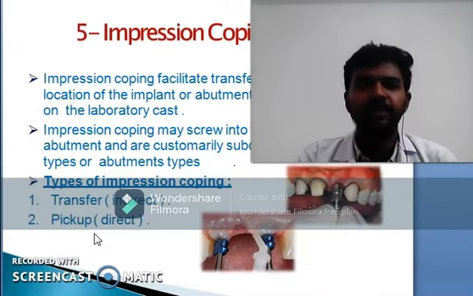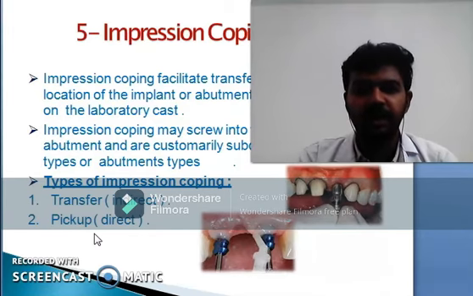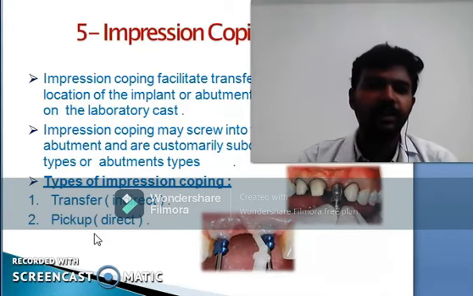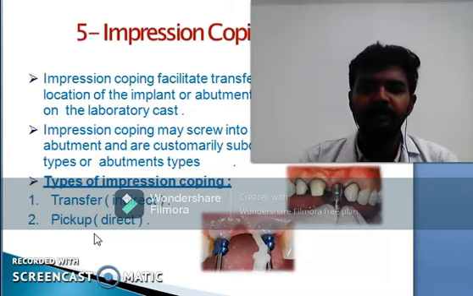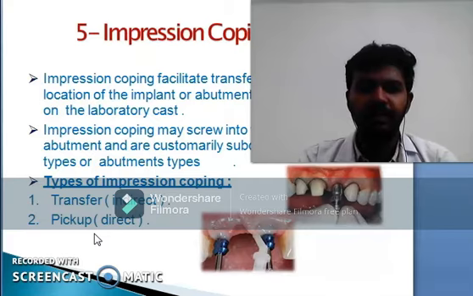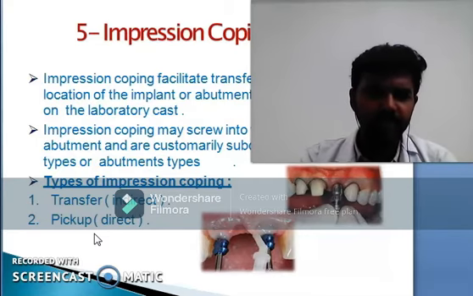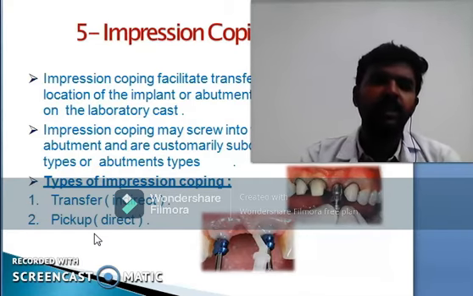Impression coping. Impression copings facilitate the transfer of the intraoral location of the implant or abutment to its position on the laboratory cast. Impression copings may screw into the implant or into the abutment and are customarily subdivided into fixture or abutment types. Types of impression coping: transfer, pickup.